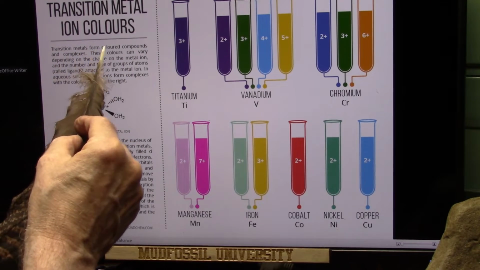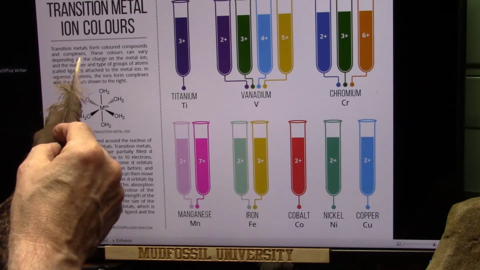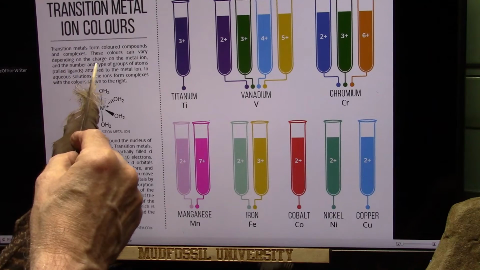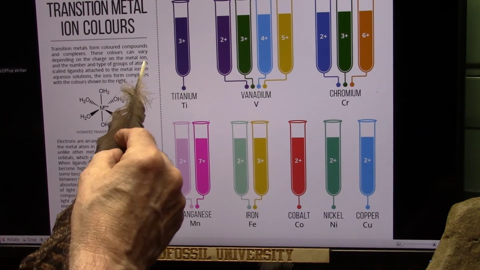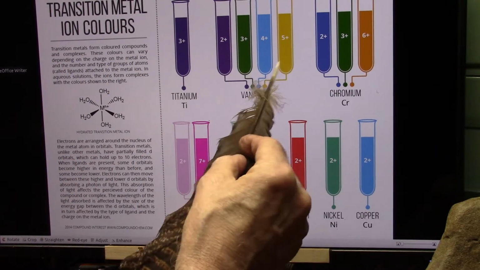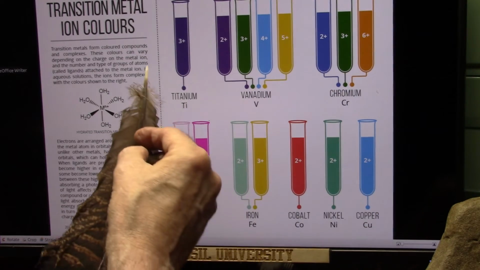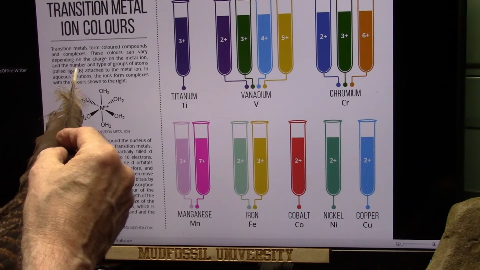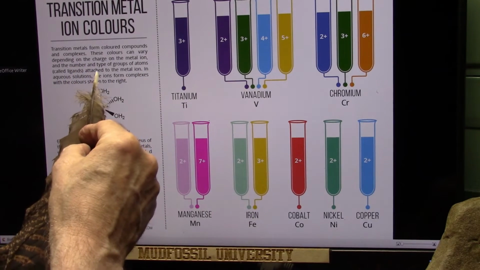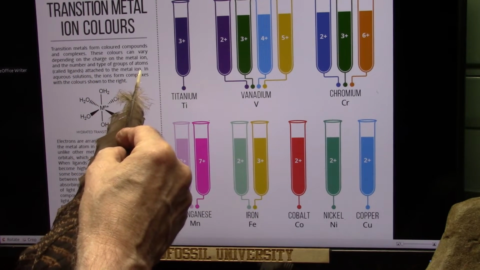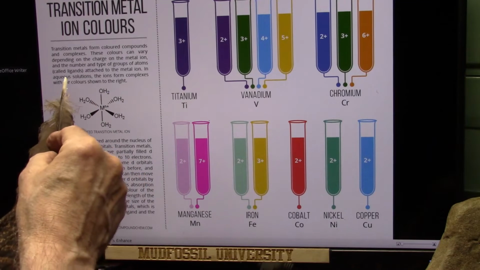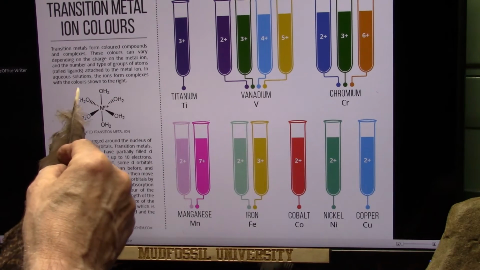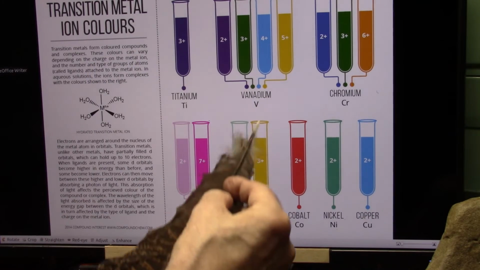Transition metals form colored compounds and complexes. That's these transition metals. These colors can vary depending on the charge on the metal ion. These are the metal ions. An ion means it's got extra or not enough electrons. The number and type of groups of atoms called ligands attached to the metal ion, all right, in aqueous solution, ions form complexes with colors shown to the right.